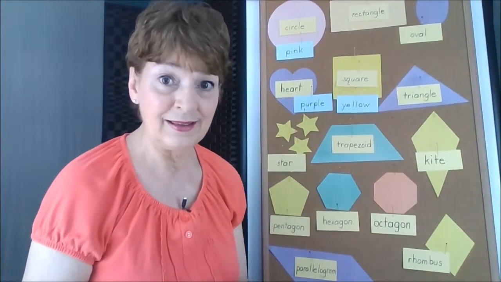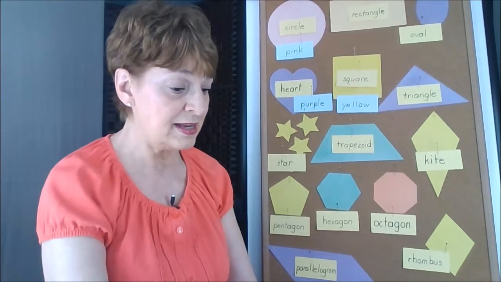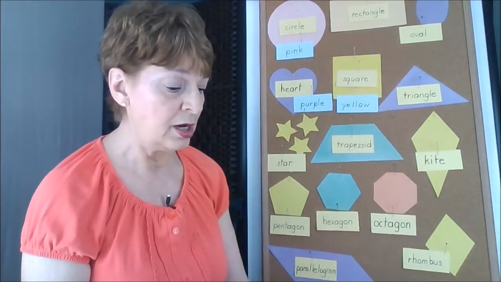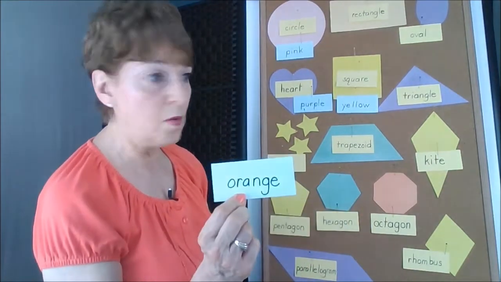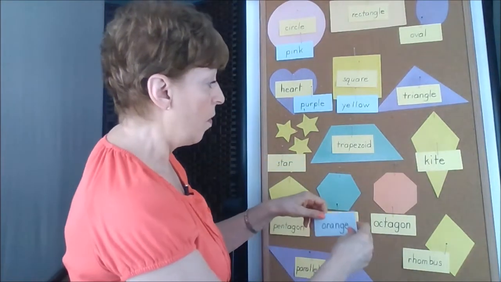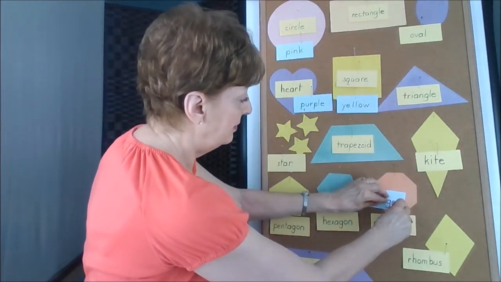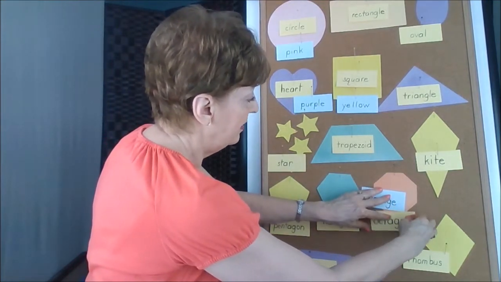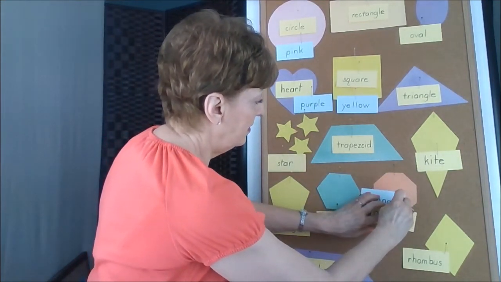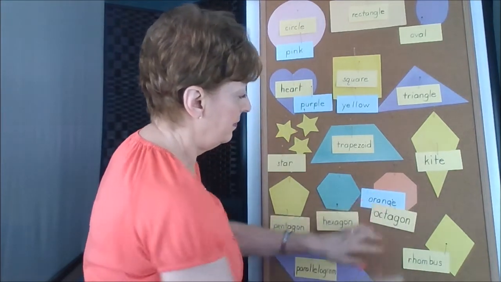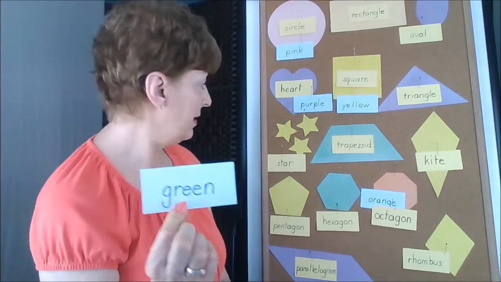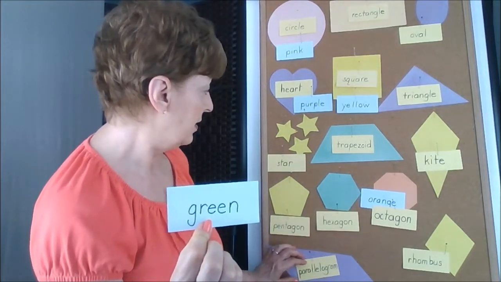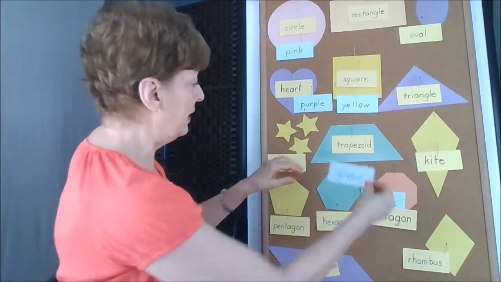To extend this exercise of learning the shapes, you might put your colors with it too. Here I have orange. Well, we have an orange octagon. We could say that. And another color, green. What's green here? The green trapezoid, maybe?